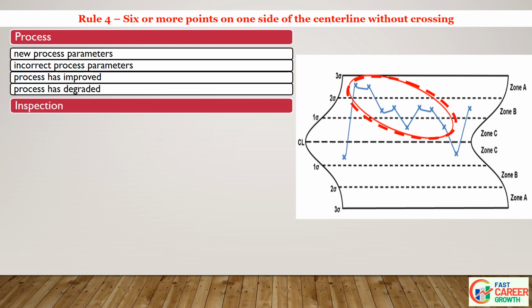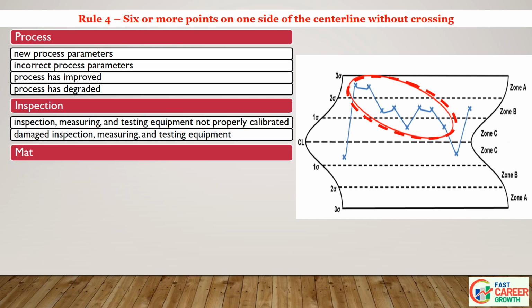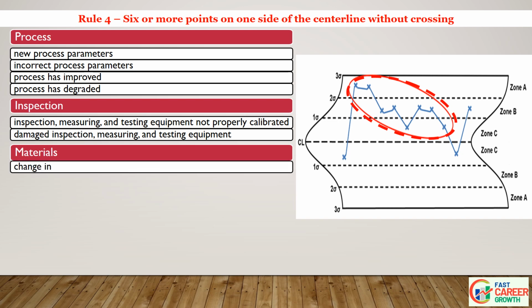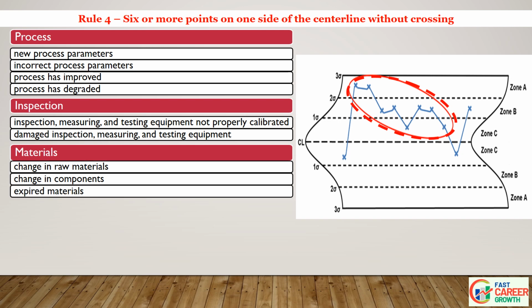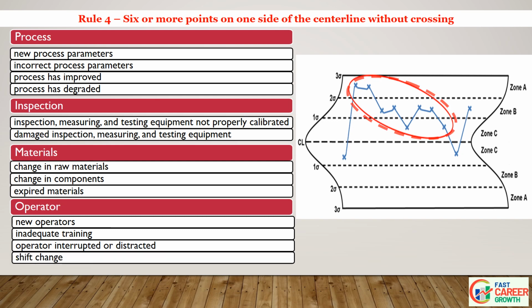Inspection. Inspection, measuring, and testing equipment not properly calibrated. Damaged inspection, measuring, and testing equipment. Materials. Change in raw materials. Change in components. Expired materials. Operator. New operators. Inadequate training. Operator interrupted or distracted. Shift change.